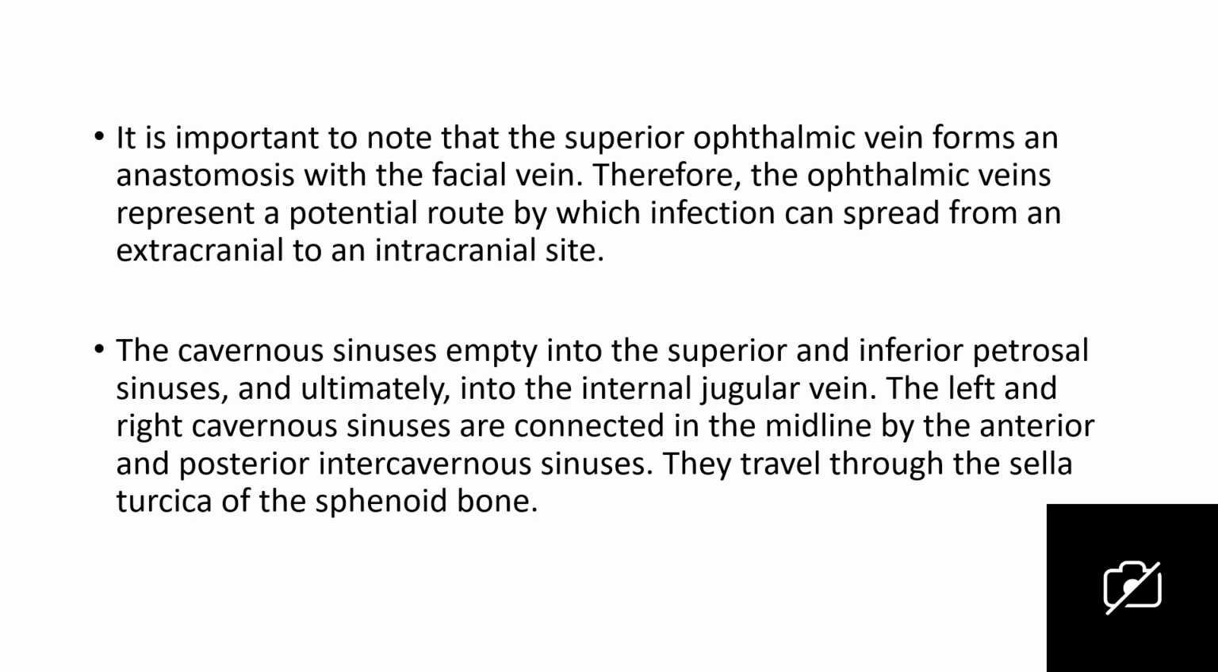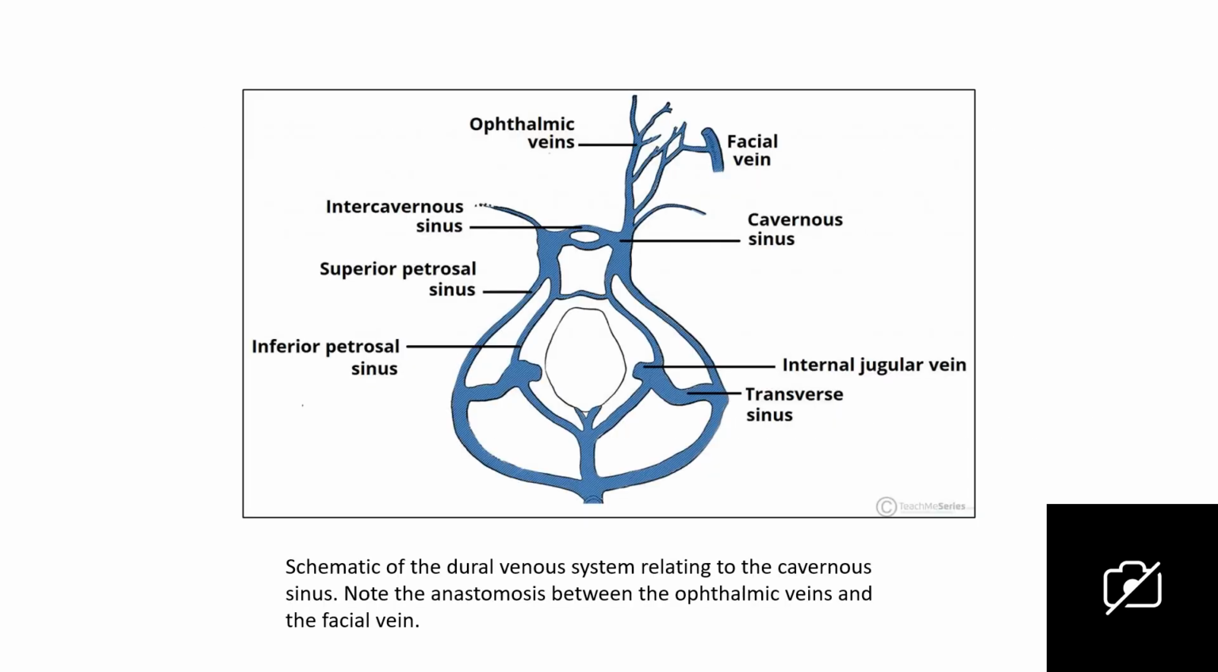The left and right cavernous sinuses are connected in the midline by the anterior and posterior intercavernous sinuses. They travel through the sella turcica of the sphenoid bone. This diagram shows that you can see the ophthalmic veins and the facial veins, they communicate and they go into the cavernous sinus.